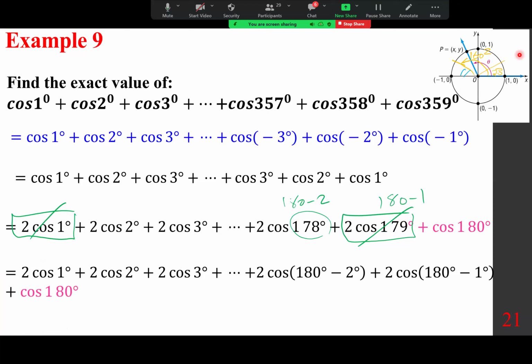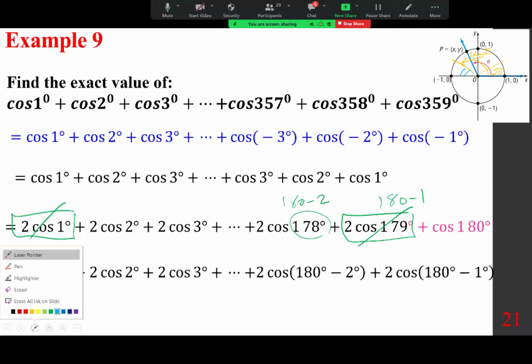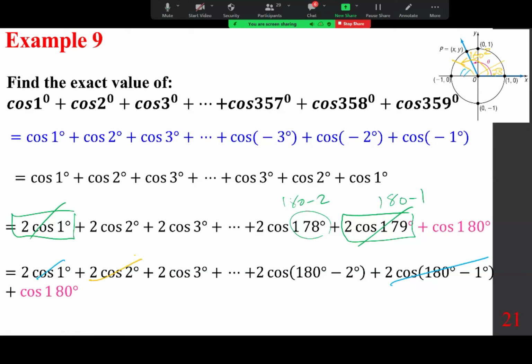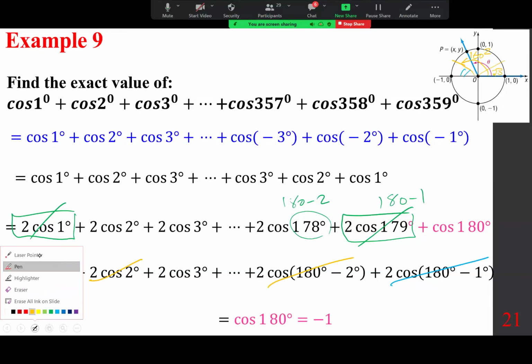except in the first quadrant, cosine is positive, in the second one it is negative. So they undo each other, all of them. This one undoes this one. Okay, 1 degree, 180 minus 1. 2 degrees, 180 minus 2. 3 degrees, 180 minus 3, and so forth. All of them cancel each other. So, again, I want to make sure we understand. This one cancels out this one, and so forth. So you're left with cosine of 180, and cosine of 180 is negative 1.